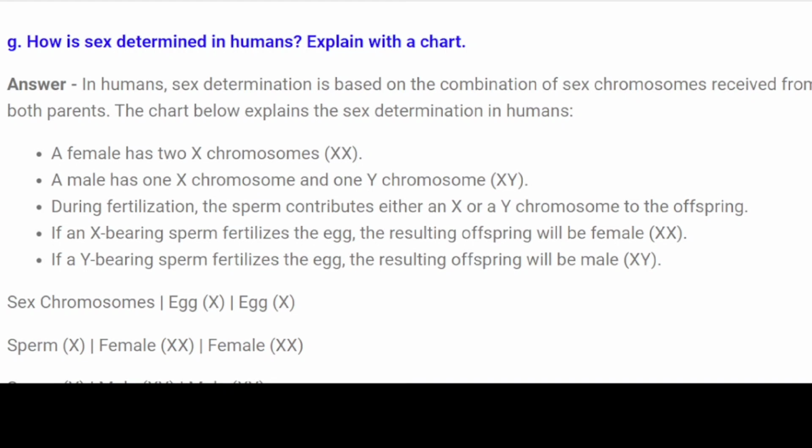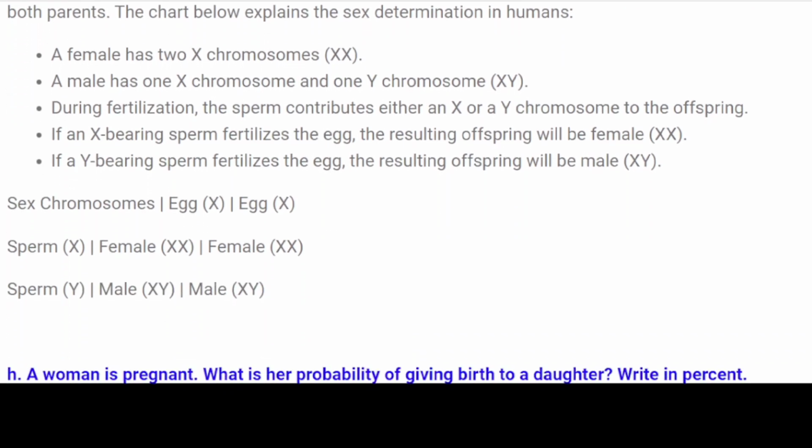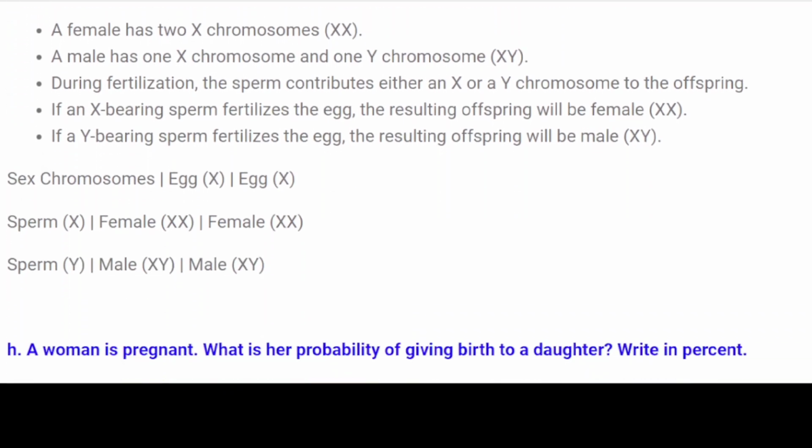H. A woman is pregnant. What is her probability of giving birth to a daughter? Write in percent. Answer: The probability of giving birth to a daughter is 50% or 0.5. This is because the determination of the child's sex depends on the sperm that fertilizes the egg.